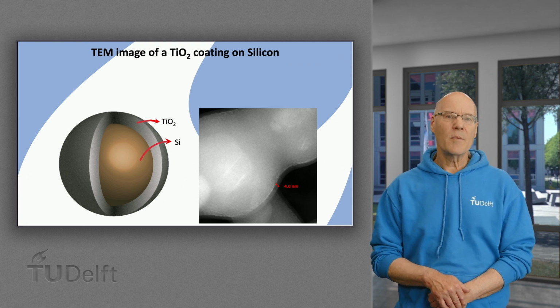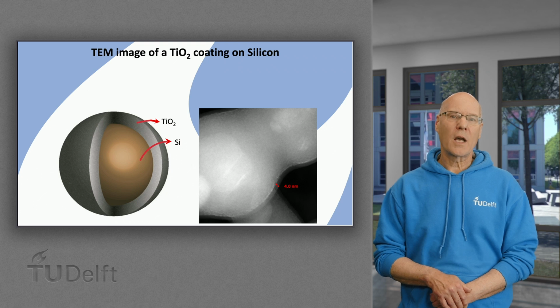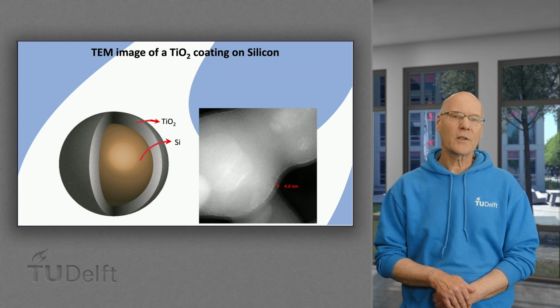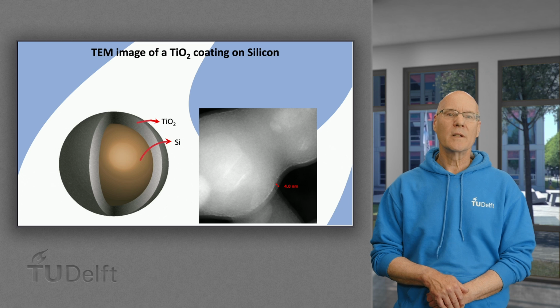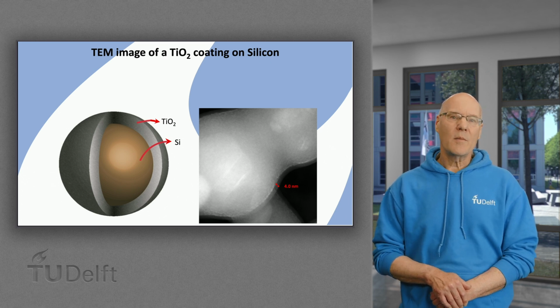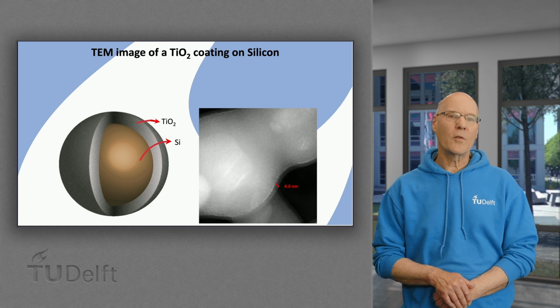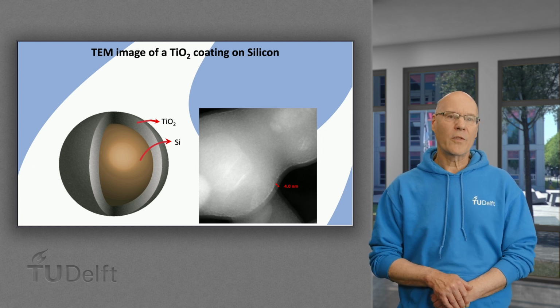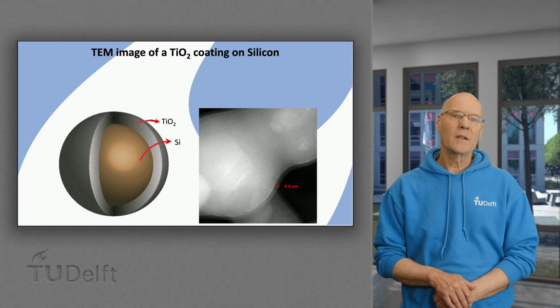Here a TEM image is shown for a 150 nanometer silicon particle with a 4 nanometer thick titanium oxide layer. TEM confirmed uniform coating of this TiO2 with controlled thickness.